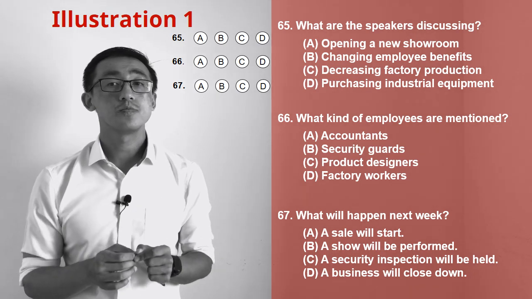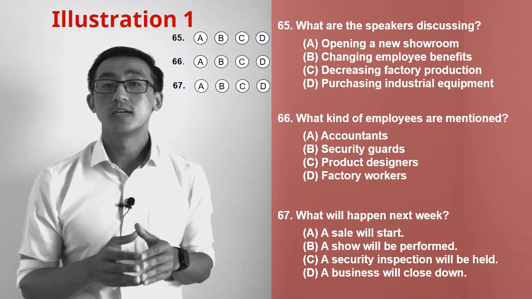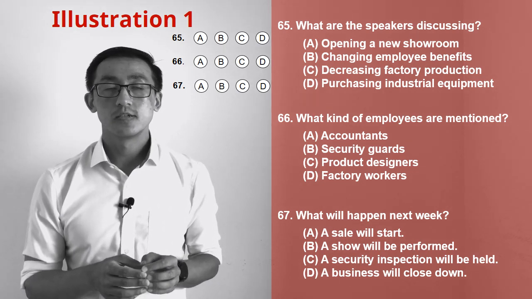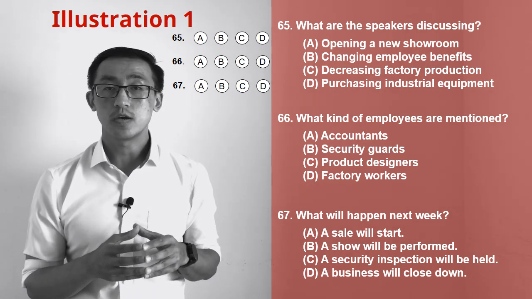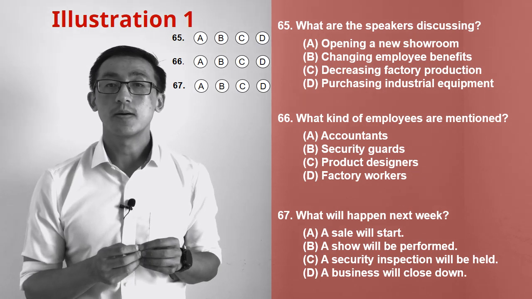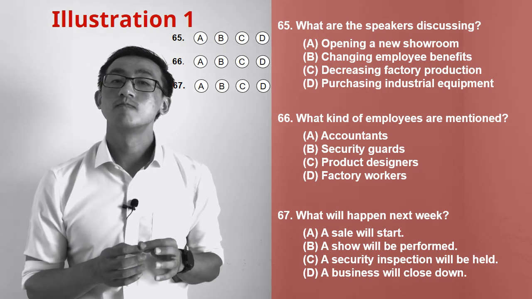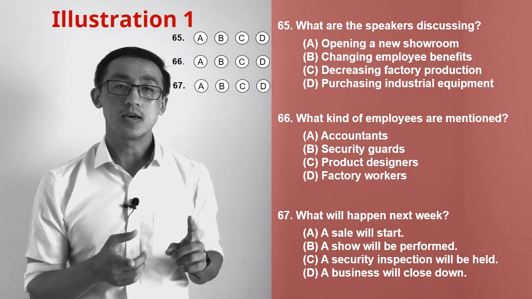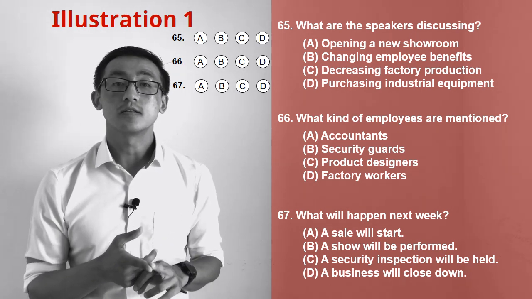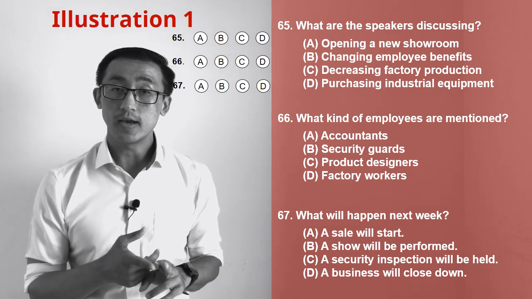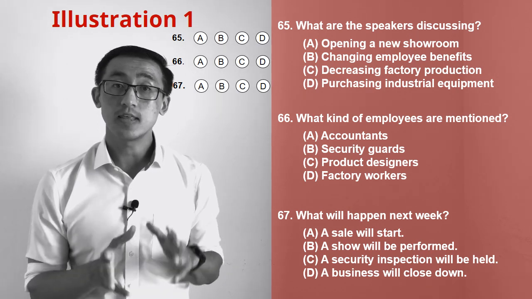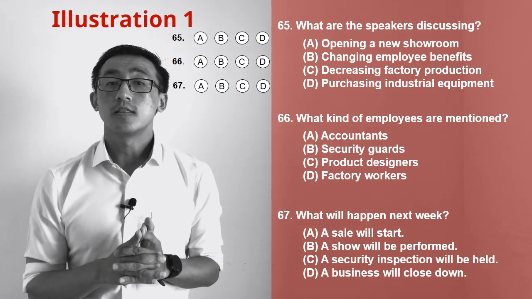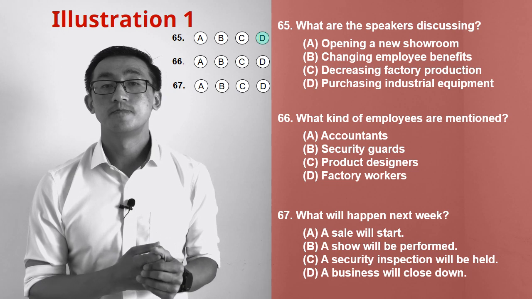Opening a new showroom, changing employees' benefits, decreasing factory production, or purchasing industrial equipment. So based on the conversation we heard, they are talking about industrial equipment, right? So purchasing, they want to buy hard hats and everything, but before that they purchased a machine. Okay, so for this the answer is D.